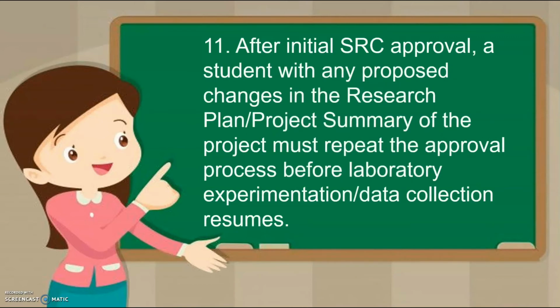Number 11, after initial SRC approval, a student with any proposed changes in the research plan, project summary of the project must repeat the approval process before laboratory experimentation and data procedures. So again, if there are any changes in your procedure, so for example, after it has been approved by the SRC or any review committee, and then suddenly there are changes in your procedure, you must repeat again the approval process. Because any changes in your activity, any changes in your experiment, it should be known by the SRC and review committee.